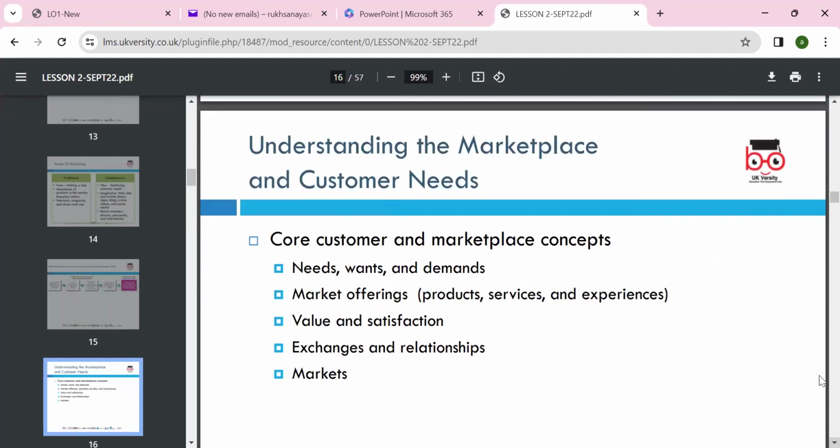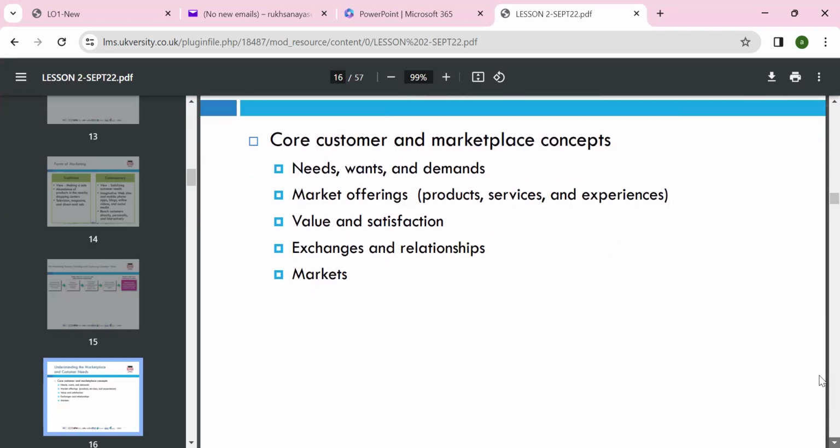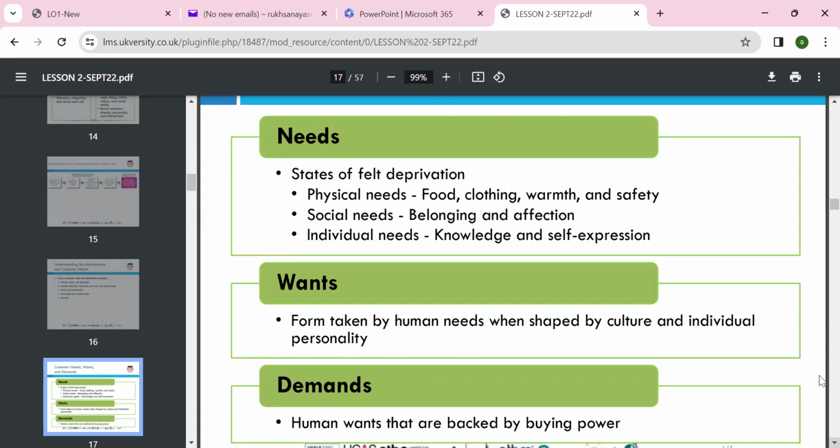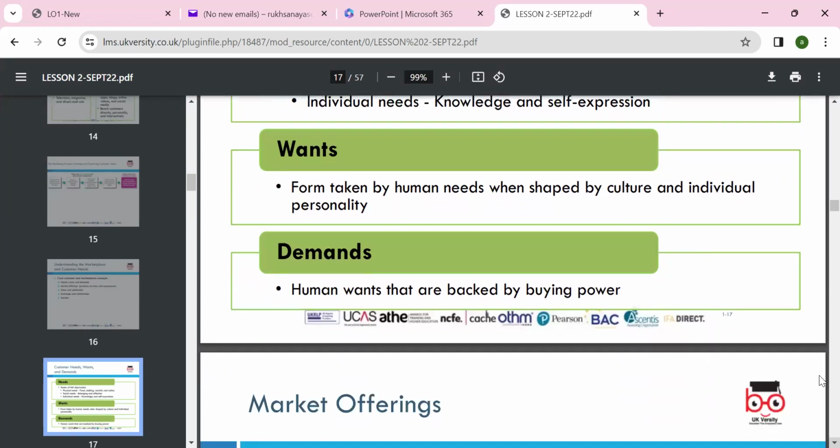Okay, understand the marketplace and the customer needs. Core customer and marketplace concepts: needs, wants, and demands; market offerings, products, services, and experiences; value and satisfaction; exchanges, relationships, and markets. That is crucial. Needs, which we mentioned earlier, include stated, felt deprivation, physical needs, social needs, and individual needs, according to Maslow's needs theory. Wants are more than needs, shaped by culture and individual personality. And when backed by purchasing power, it becomes a demand.